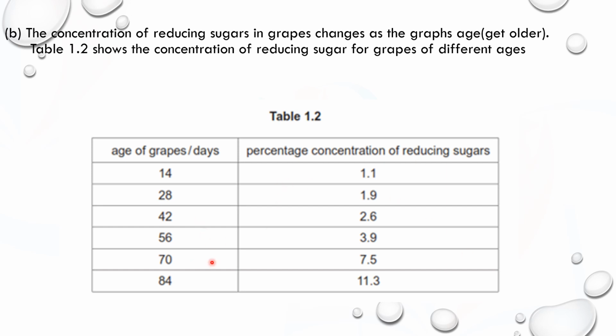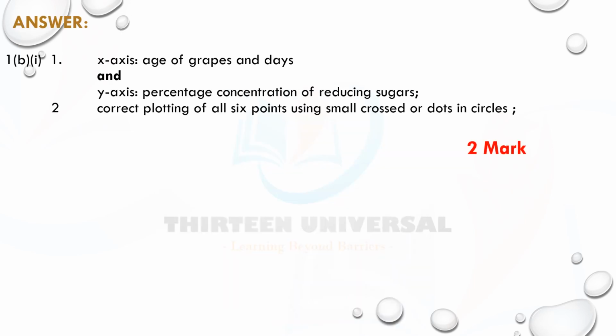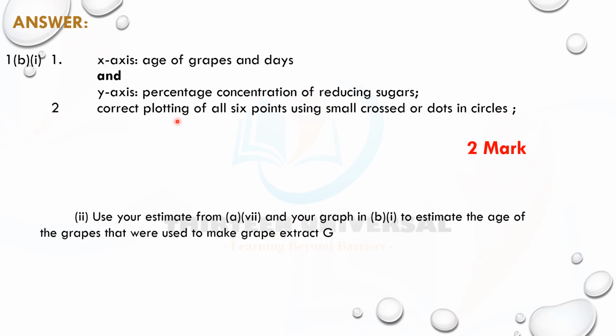If you're going to plot a graph here, this is your independent variable. The concentration of reducing sugar in grape changes as the grape gets older, so age affects concentration. Usually the first column is the independent variable. The y-axis is the dependent variable, concentration, and the x-axis is the independent variable, age of the grape. We're going to spend more time on this later. X-axis: age of grape in days; y-axis: percentage concentration of sugar. So you plot it and connect the dots.